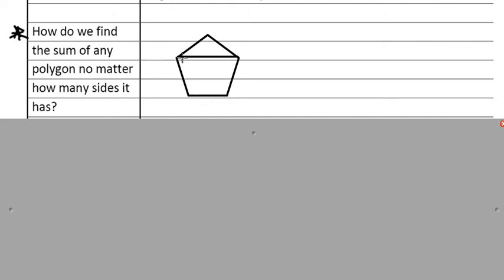So we could divide this polygon into 3 triangles. Well, each triangle has 180 degrees, so there's 3 180s. But there were 1, 2, 3, 4, 5 vertices, or 5 sides. So if you notice, 3 is 2 less than 5. The formula to find the sum of the interior angles of any polygon is going to be 180 times n minus 2. That'll give you the sum.